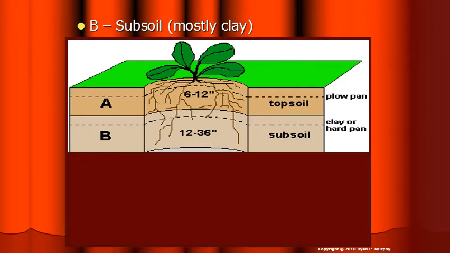Then you have your B layer, which is called subsoil. This is where we're getting mostly into clay. This is sort of very hard, packed together material, kind of hard for plants to grow in this, and there's not a whole lot of organic material going on in there.